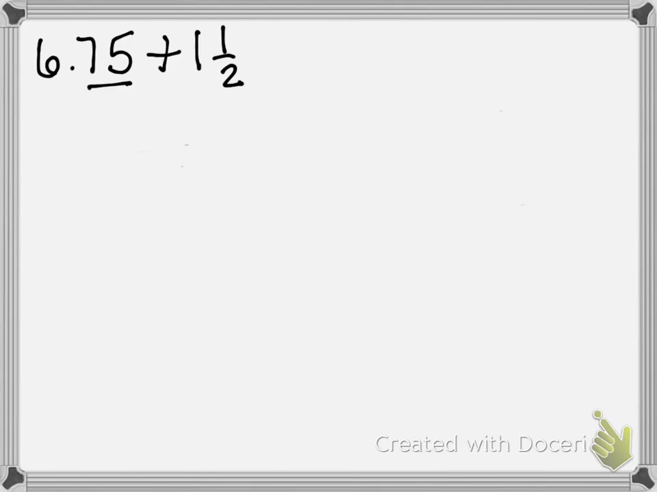Here's an example of adding a mixed and a decimal number. Our answer is going to be expressed as a fraction. So looking at 6 and 75 hundredths plus 1.5, we have to change the 75 hundredths to a fraction. So to do that, we can write 75 over 100.